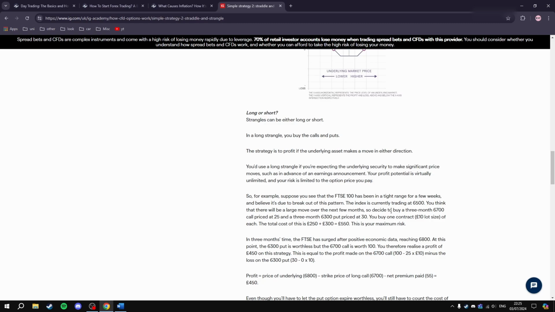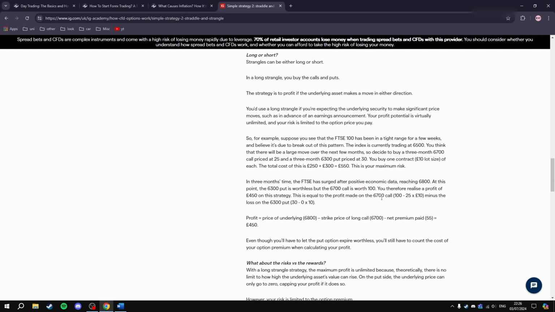Both are 3-month options. In 3 months' time, the FTSE has surged after positive economic data, reaching 6,800. At this point, the 6,300 put is worthless, but the 6,700 call is worth 100. You can buy it at a lower price than the market price. Therefore you realize a profit of 450 on this strategy. This is equal to the profit made on the 6,700 call minus a loss on the put.